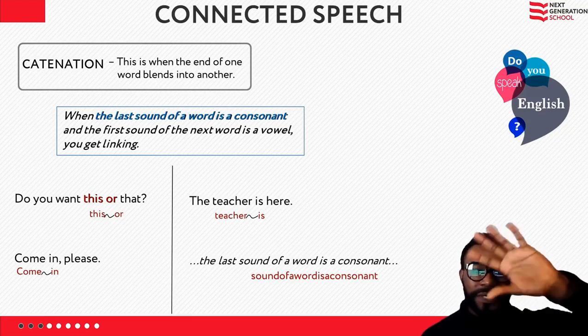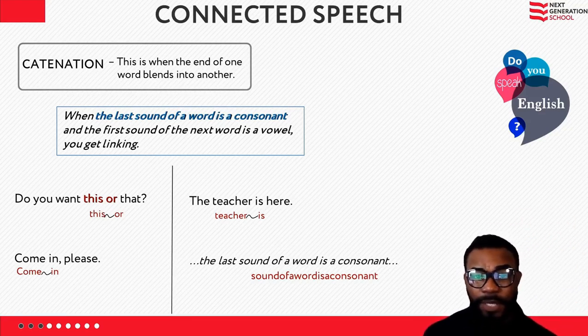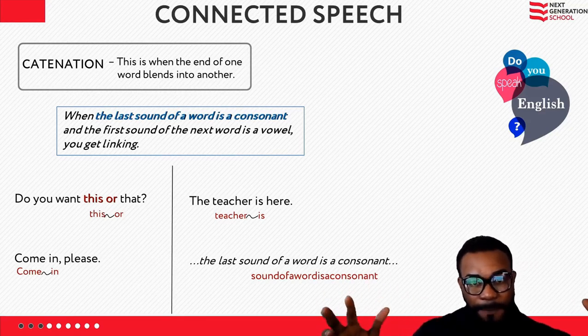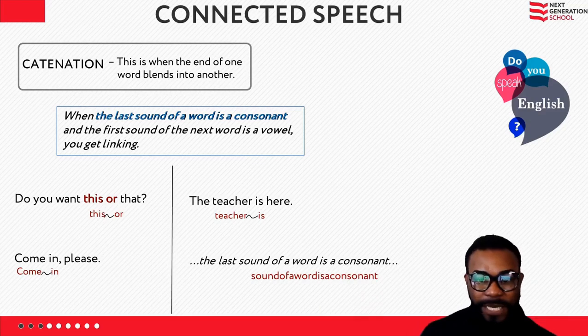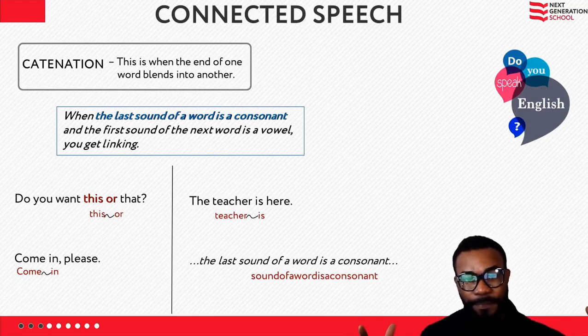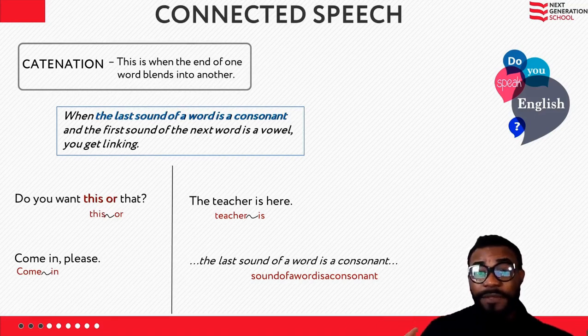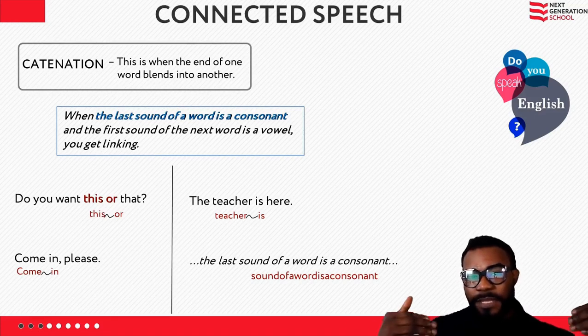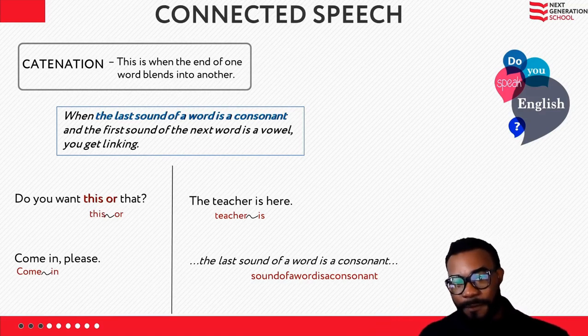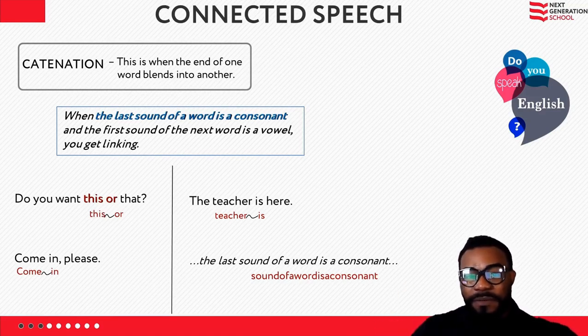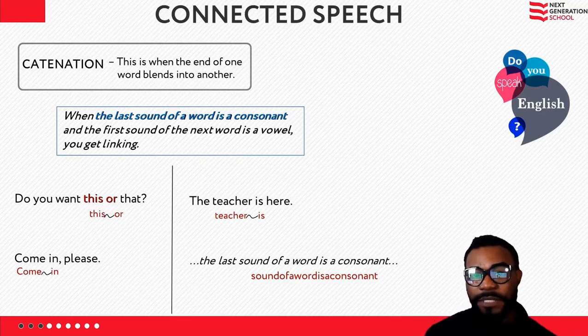So let's repeat all the sentences. The first, do you want this or that? The next, come in please. And the next, the teacher is here. And the next one, the last sound of the word is a consonant. So these are examples of catenation.